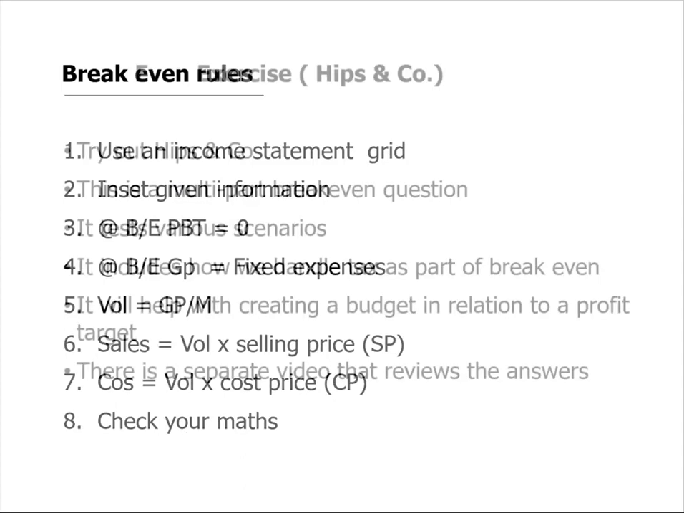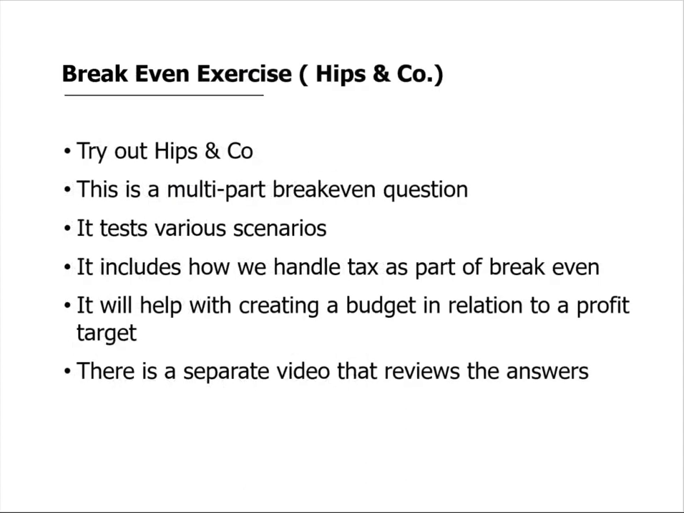And what you'll see coming up next here is a suggestion that you go and try out the exercise called Hips & Co. It's a break-even question. It consists of multiple different parts and different scenarios. There's some simple calculations in it, and there's some more complex calculations that require you to handle some tax implications in the business as well. And it helps us to create a budget for planning in the coming year.